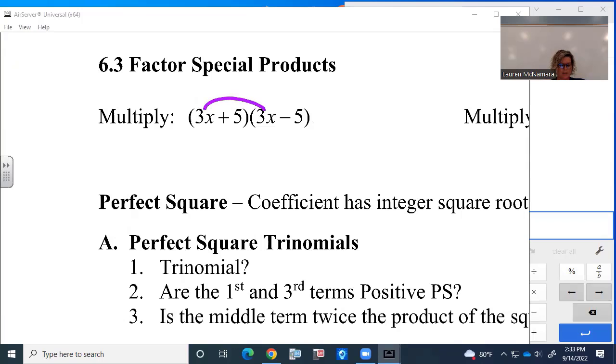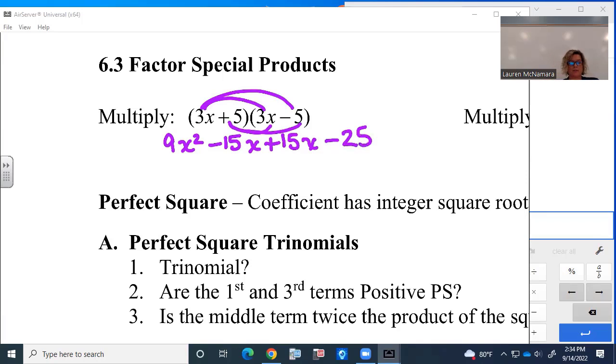So I have 3x times 3x, so I have 9x squared, and then 3x times -5, so I have minus 15x, positive 5 times 3x, so I get plus 15x, and then a positive 5 times a -5, and I get minus 25. Now this time, what happens to my middle term? Make sure you look at that. They're opposites. So they subtract out. And I'm left with 9x squared minus 25.